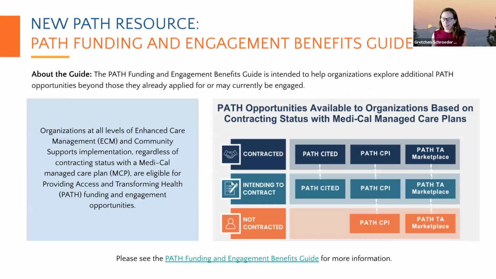All right, I think this is our last update slide here. So we have a new benefits guide coming out from the state around PATH. There's really not anything new in this guidance. It's more just around looking at what things you are eligible for based on your ECM and community supports contracting status. So just really being clear about that. And we have a great visual here at the bottom of the slide to demonstrate that. But this is available. It is nice and clean. So check that out. Next slide, please.